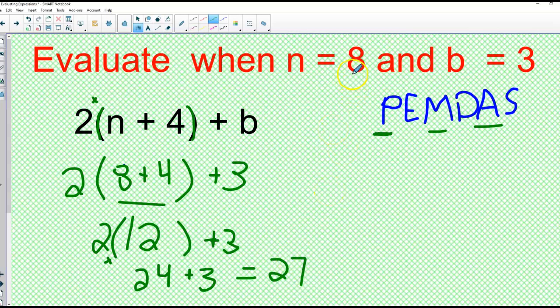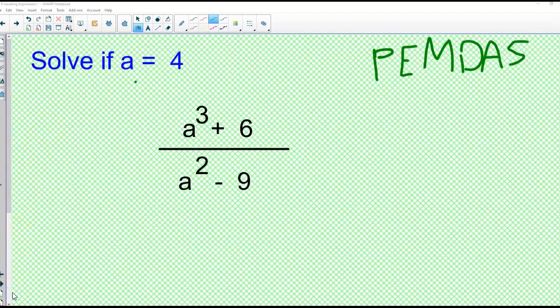Okay, so again, I plugged my numbers in for the letter and solved. Remember, a number next to a parenthesis is indicating multiplication. All right, let's look at one last one. All right, this problem says to solve if a is equal to 4. So our a's are equal to 4 here. I don't see any other variable. So I'm just going to rewrite everything, plugging in the 4 for my a.